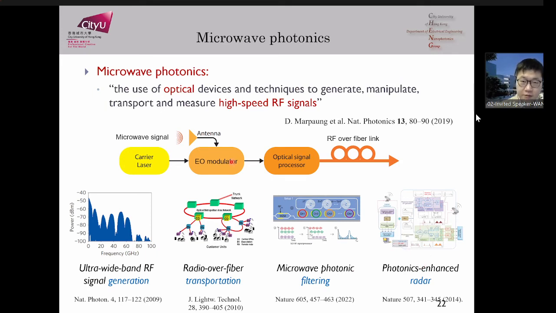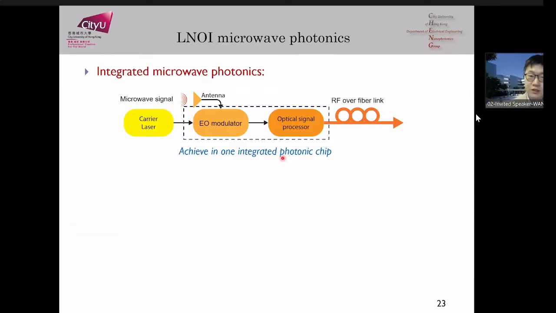The main idea of microwave photonics is that you basically convert the microwave signal into optics, right, using the modulator, and then you can do a lot of things, including transmission or signal processing using the optical toolbox. A big trend in microwave photonics is that people also want to achieve a lot of these system applications in an integrated format, or in an integrated photonic chip, right? So what we are thinking is that our platform is very nice for achieving these so-called integrated microwave photonics.